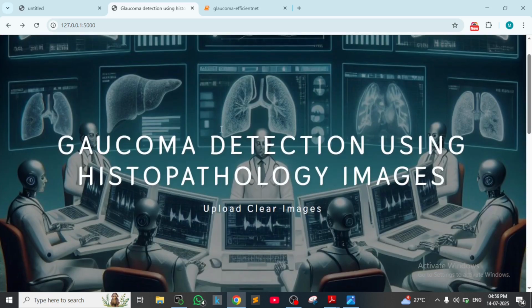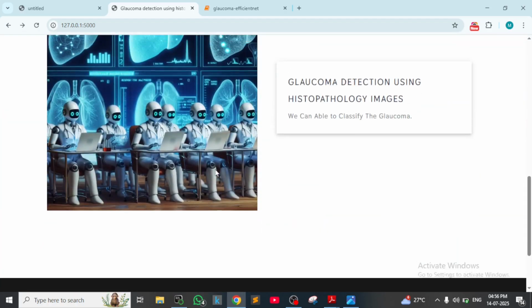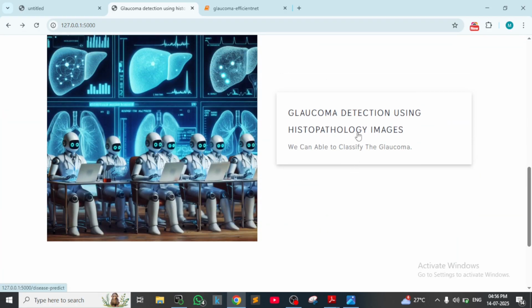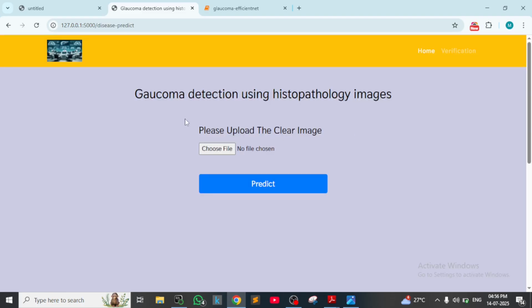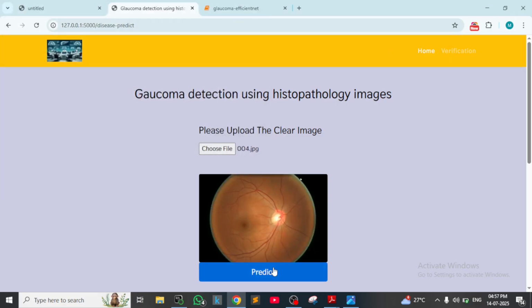This is the home page of our application. See how it looks, and now we will find out whether this image has glaucoma disease or not, that is positive or negative. Glaucoma detection using histopathology images. Please upload a clear image. So we have to find out whether it is glaucoma positive or glaucoma negative. Let's see individually. First we will see the first one. Okay, select this one. Okay, predict this. See the image.